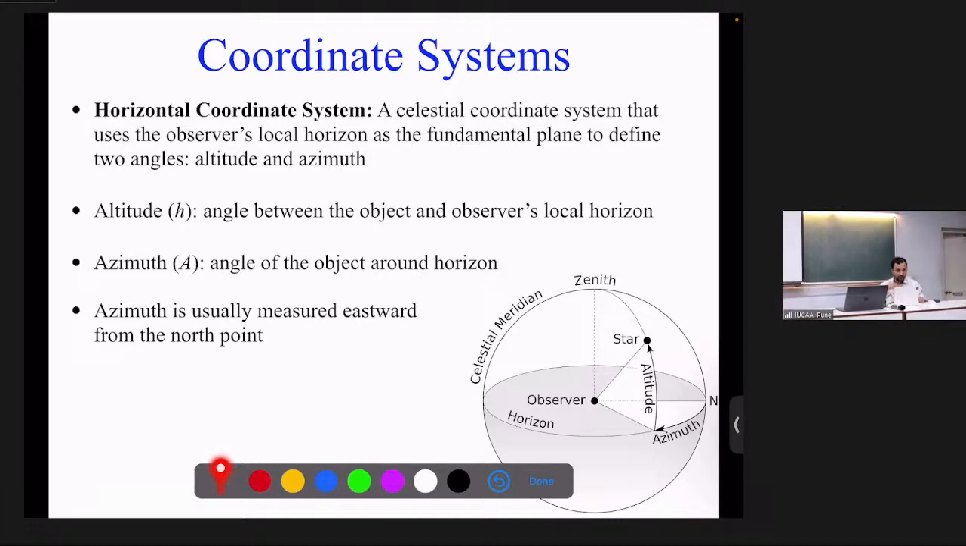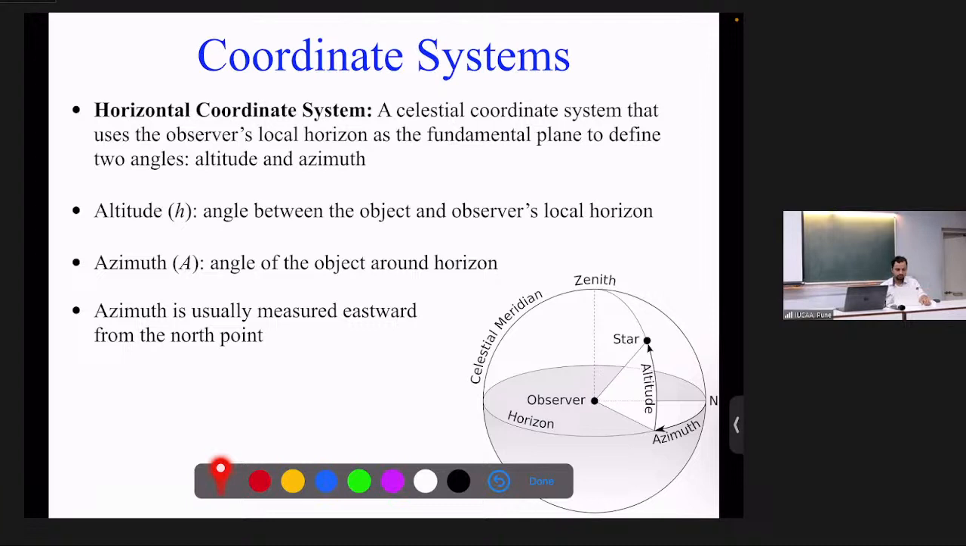Now, as a convention, azimuth is usually measured eastward from the north point. Suppose you are here. Say this is my north, this is my south, this is east and west somewhere. This is my north, so I am calling this my 0. And if I go east, I am increasing from 0. You can have 0, 90, 180, 270 and 360. So if I am going from north towards east, my azimuth is increasing. But this is just a convention. You can use other ways.